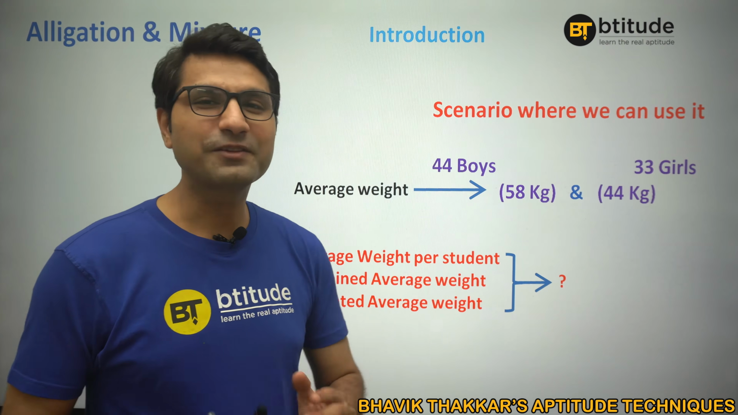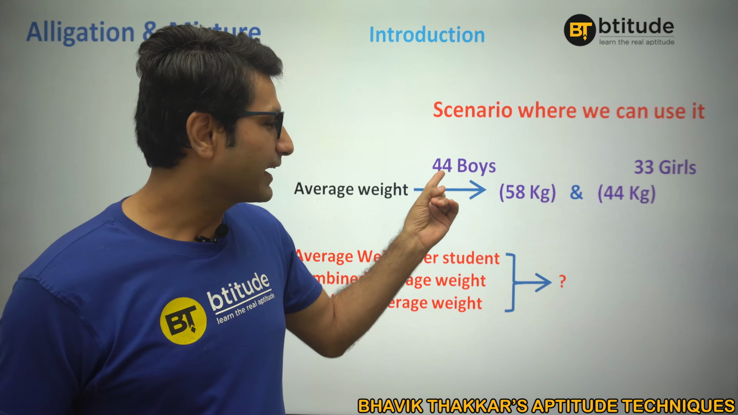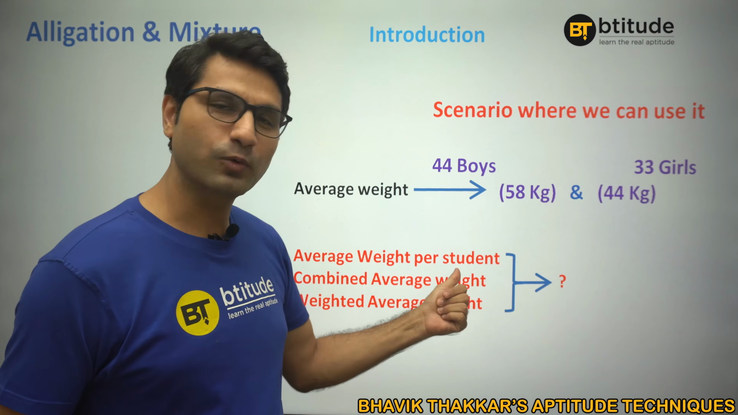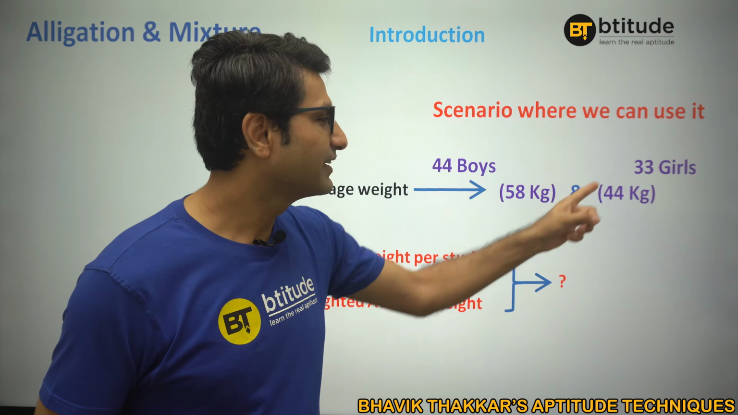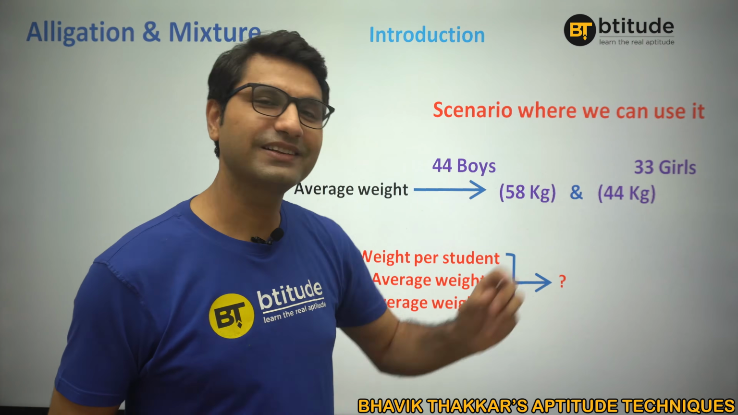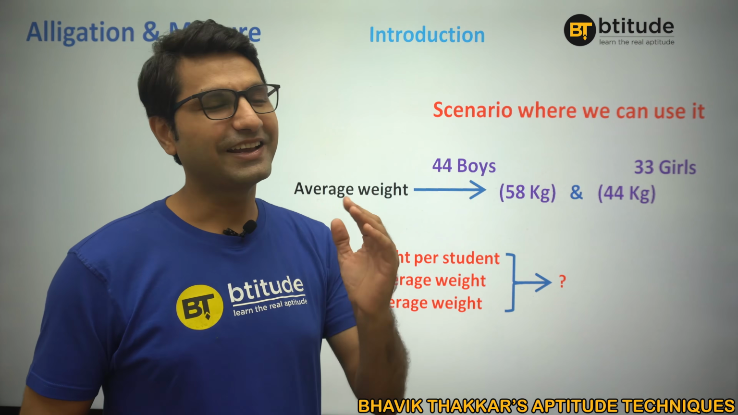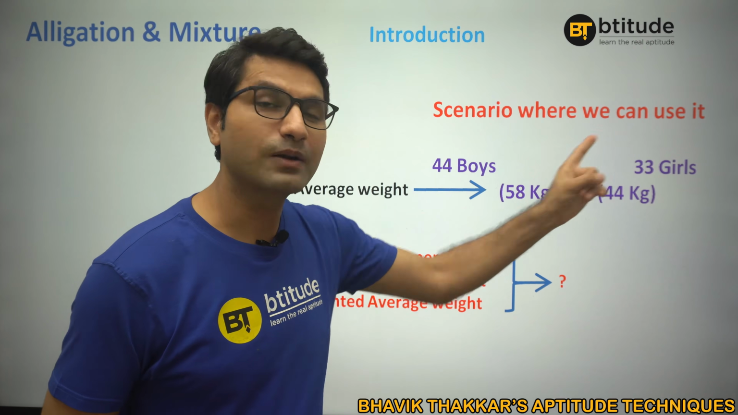Now, the method is pretty simple, right? The usual traditional method is to find the total weight divided by total students. Total weight will be 44 multiplied by 58 plus 33 multiplied by 44, divided by 44 plus 33, that is 77. But it will be quite a lengthy process, right? Because the multiplications themselves are big enough.